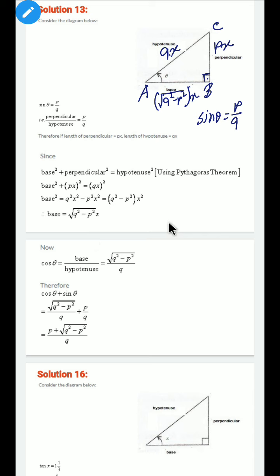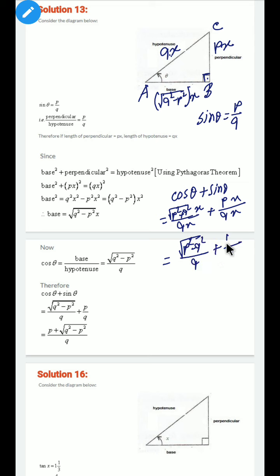Now from here you have to find out the value of cos theta plus sin theta. We know that cos theta is equal to base by hypotenuse. So the base is root over q square minus p square into x, and the hypotenuse is qx. And in sin theta we know it is perpendicular by hypotenuse. So the perpendicular is px and the hypotenuse is qx. So x will be cancelled out from here. So it will be root over q square minus p square by q plus p by q. If you do the LCM, you will get this answer.